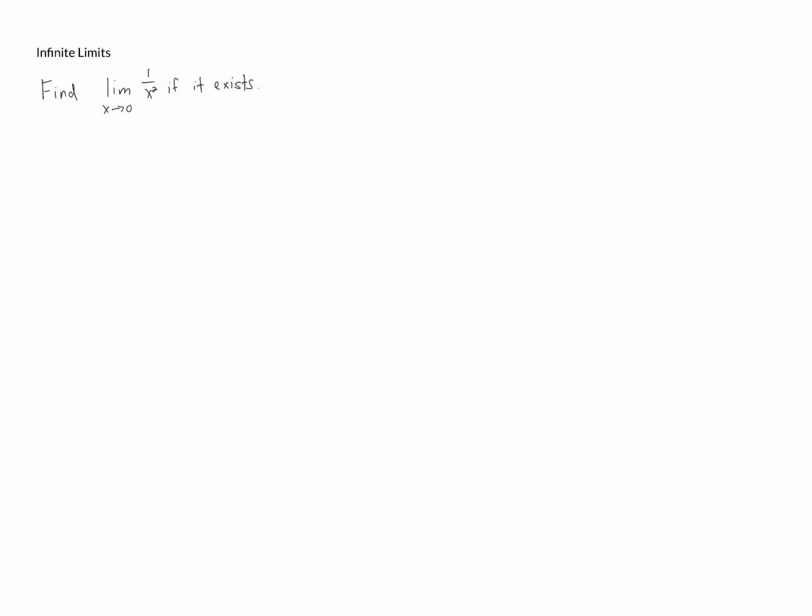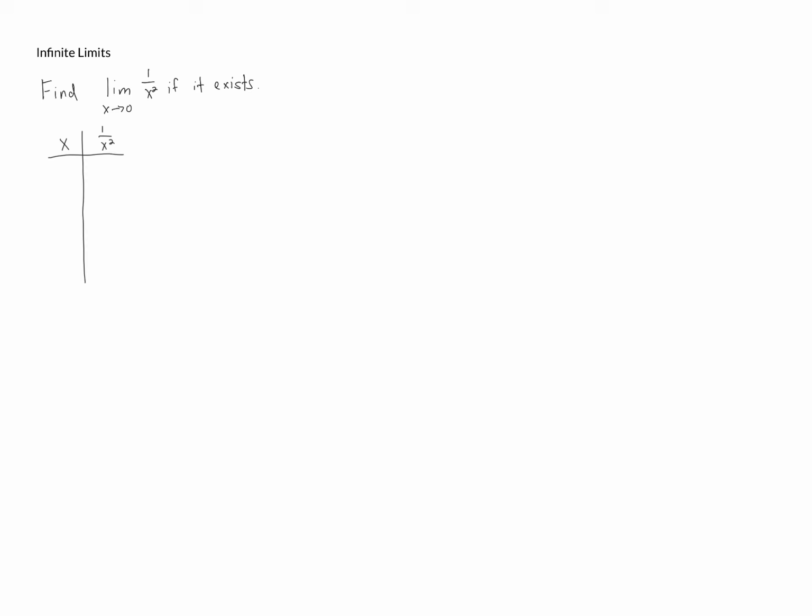All right, the next thing I want to talk about are infinite limits, and the example that we're going to look at asks us to find the limit as x approaches 0 of 1 over x squared, if it exists. Now, to see if this might exist, we're going to want to make a table of values where we have x values that are approaching 0 from both sides.